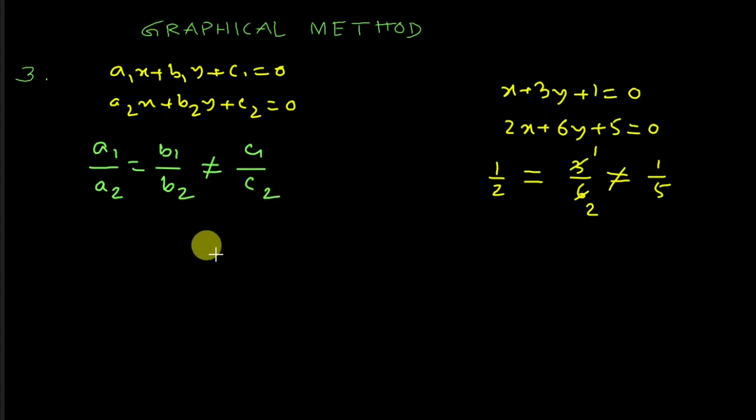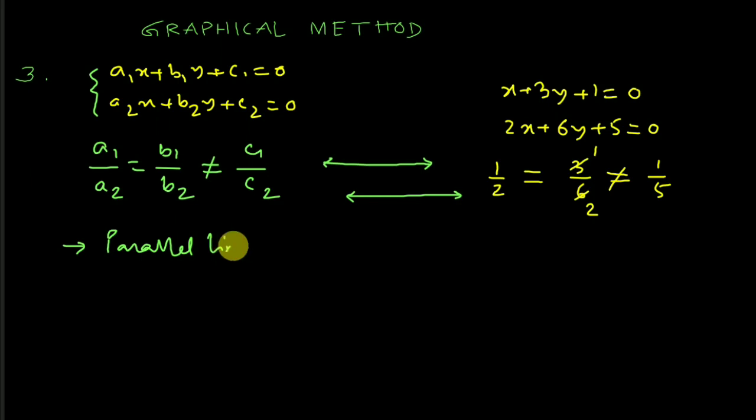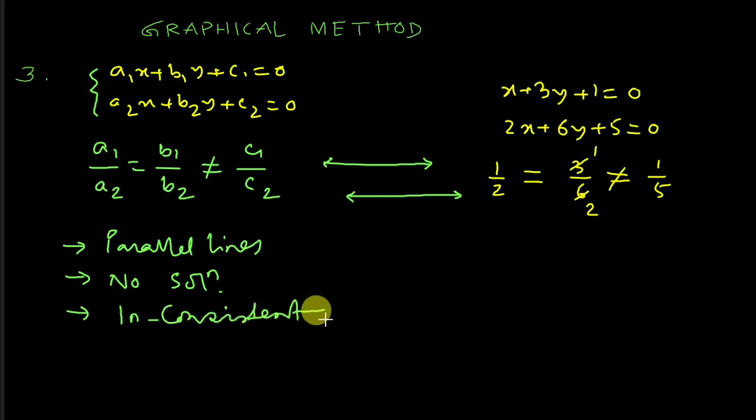So in this case, the pair of linear equations will give you two parallel lines. Okay, two parallel lines. These two are parallel lines. So we can conclude they are parallel lines, and since they are parallel, they will not intersect, they will not overlap, so there is no solution. Moreover, since you are not getting any solution, they are inconsistent. So in the graphing section I am showing the graph.